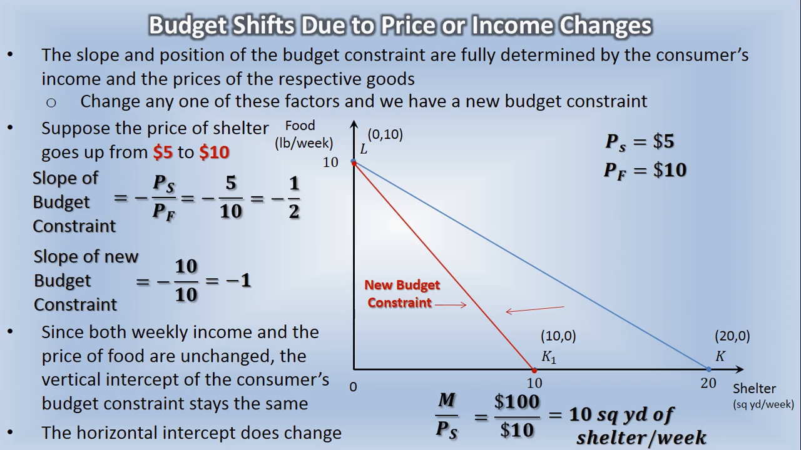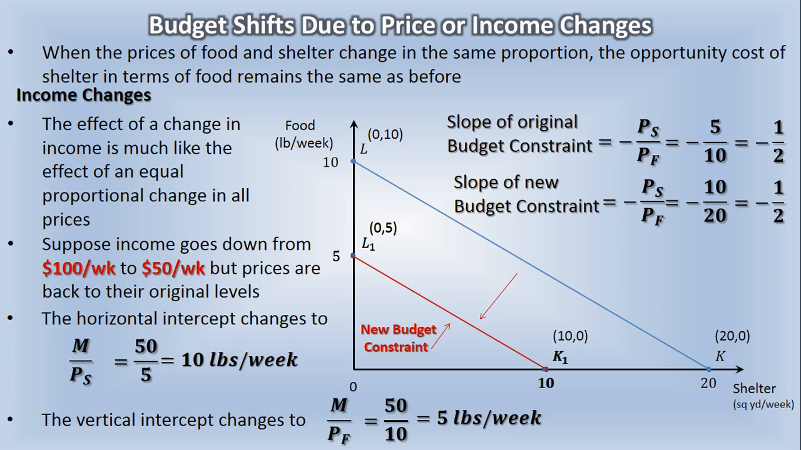If the price of something goes down, so if the price of shelter were to go down, we were over here, then the consumer can buy more, so it would rotate outwards. If the entire income changes, then prices aren't changing, and graphically it can be represented as a shift of the entire budget constraint. So if the income goes down, you shift the line in. If the income goes up, you shift the line out.